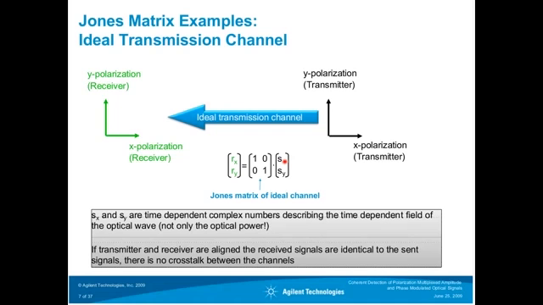One has to note that Sx and Sy are time-dependent complex numbers describing the field, as was introduced previously on the slide about complex modulation. It's really describing the field, including the phase, not the optical power only. In this case, where transmitter and receiver frames are aligned with respect to each other, the signals are identical, so there's no need to decouple them. There's no crosstalk between the virtual polarization channels.